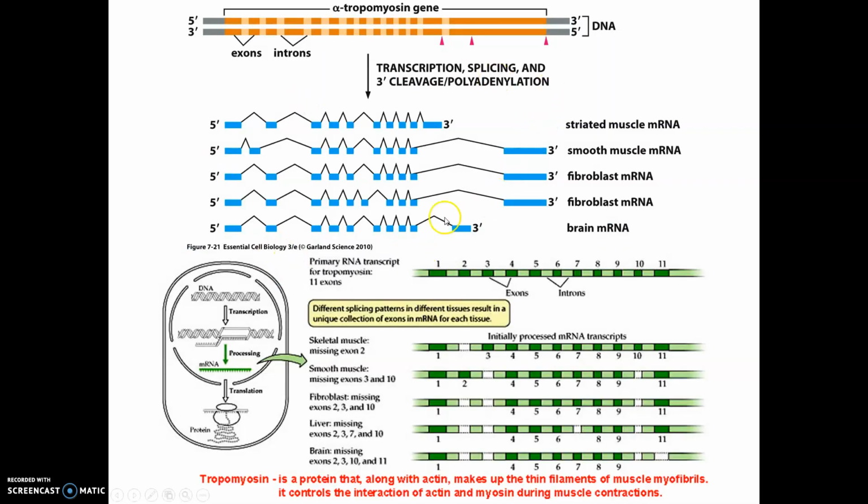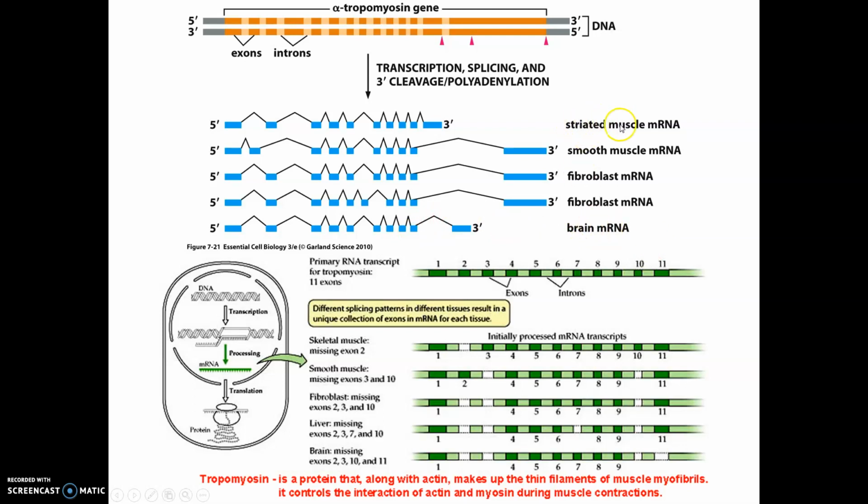So here's a real example. This is the alpha-tropomyosin gene. This is involved in muscle contraction. So this is actually a switch type of protein. It turns on contraction or blocks contraction. And here we have a bunch of different exons, and it has multiple different introns. And here are different versions of that final messenger RNA that we see in different tissue.